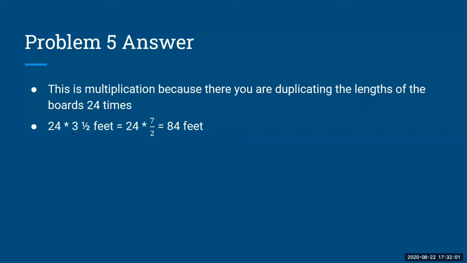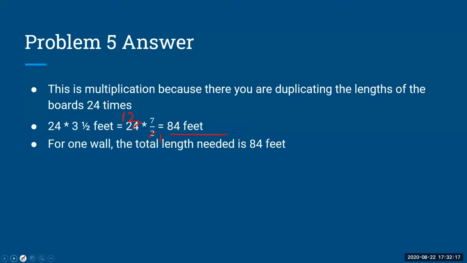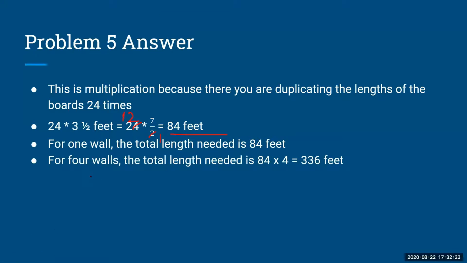Okay, so you had 24 times 3.5 feet, which is equal to 24 times 7 over 2. You can cross reduce this: 12 and 1. 12 times 7 is 84. So for 1 wall, the total length needed is 84 feet of wooden planks. So for 4 walls, the total length needed is 84 times 4 walls, which is 336 feet.